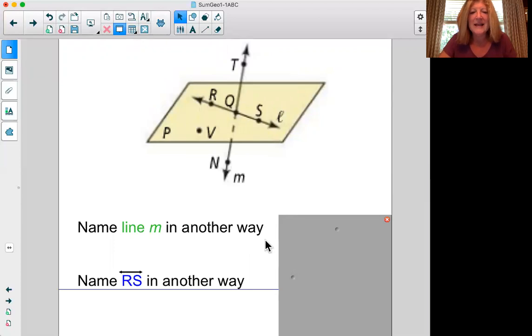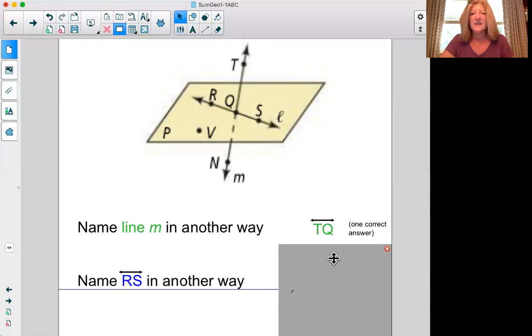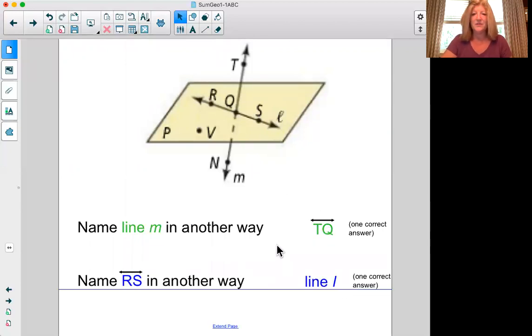All right, name line m, this line with the label lowercase m. Name this line in another way. You can use any 2 points on that line. TQ is one of the correct answers. How about line RS? How else could you name that? You could name it SR, QS. Any 2 letters on that line will do. You could also use the label line l.